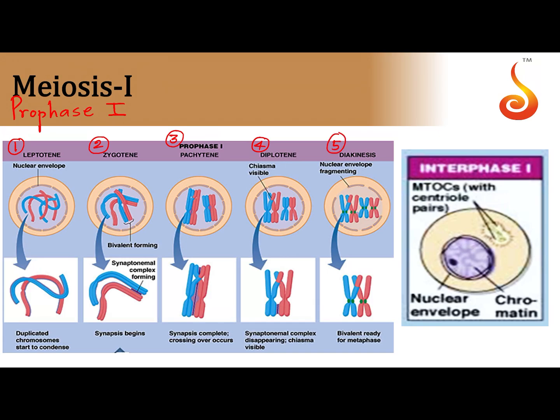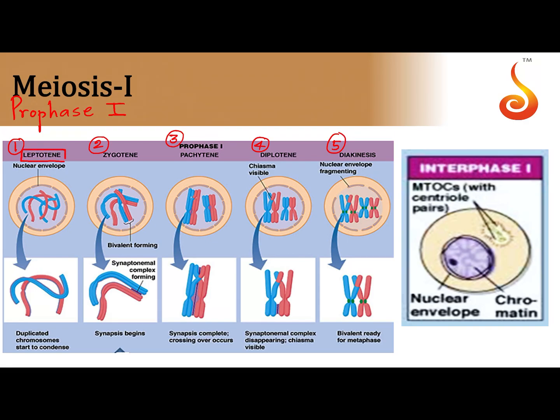diakinesis or terminalization. And what you notice here in these diagrams is that during the leptotene process, they have colored the chromosomes in two different colors, the red and the blue chromosomes. The red and the blue together form pairs, and as you all are aware, pairs of chromosomes are called homologous chromosomes. The first thing is about leptotene.